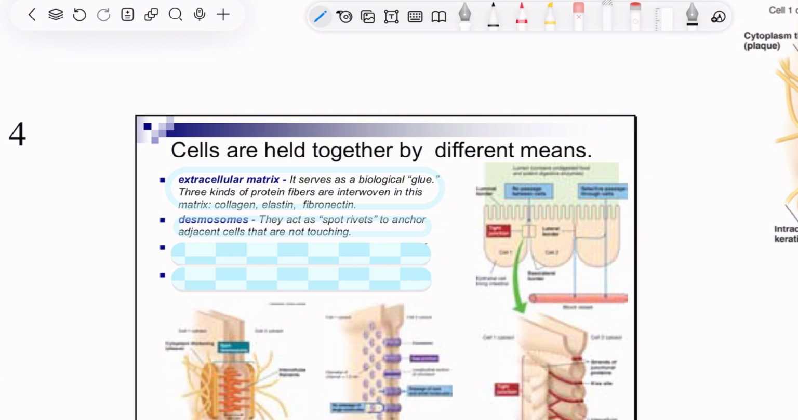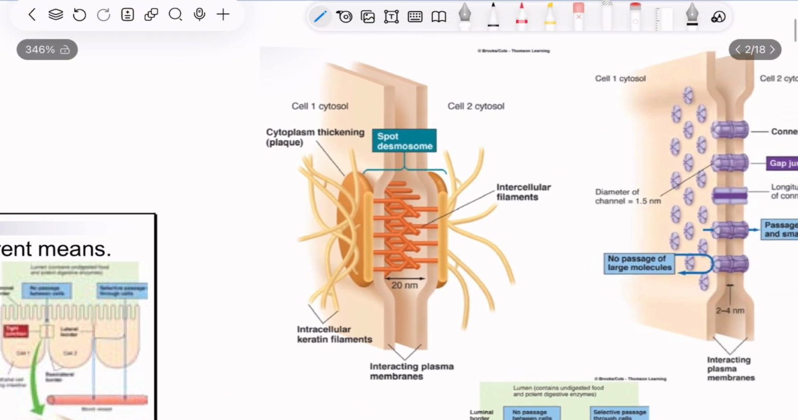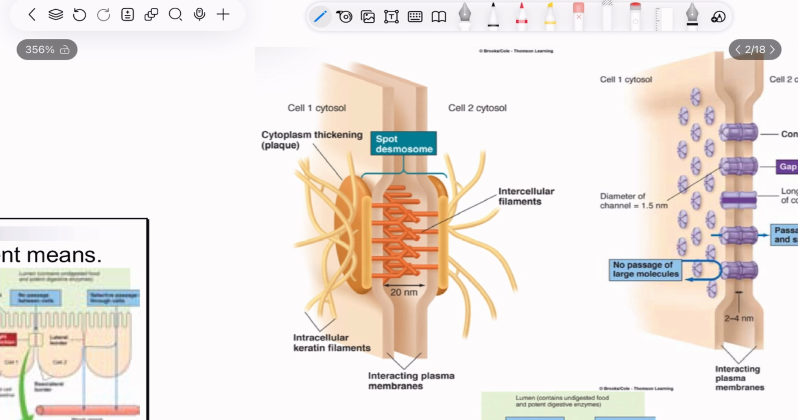Second one is desmosomes. They act as spot rivets to anchor adjacent cells that are not touching. So this is spot desmosomes. Desmosomes are strong connections between the cells that act like rivets, like I said on the slide, to anchor the cells that are not directly touching each other. This is important in tissues that need resistance, like the skin or heart tissues.